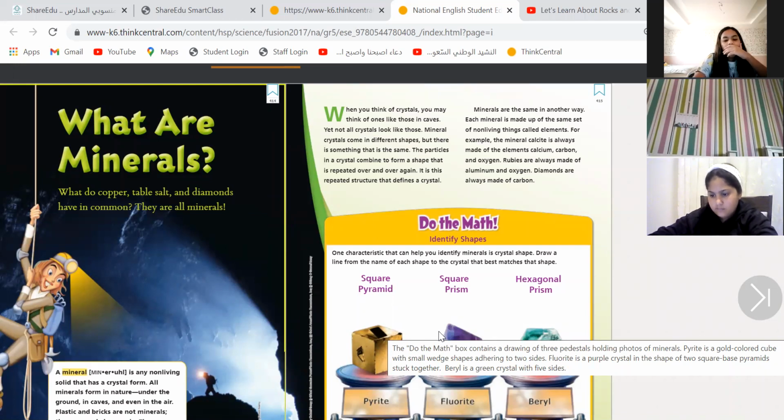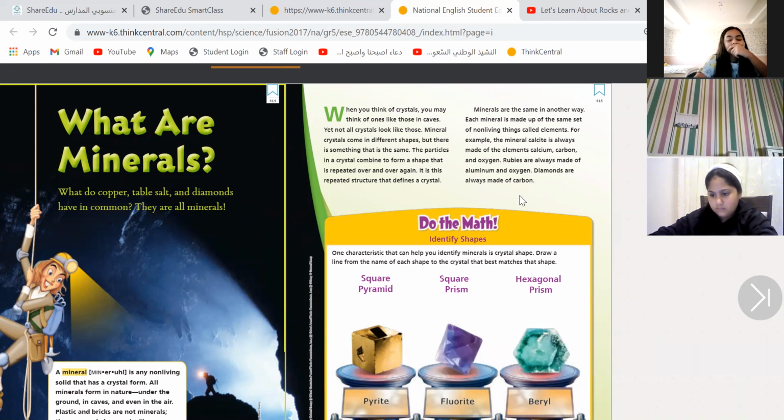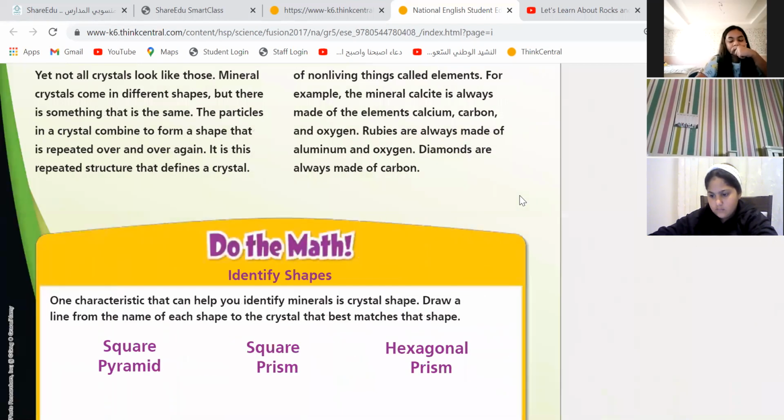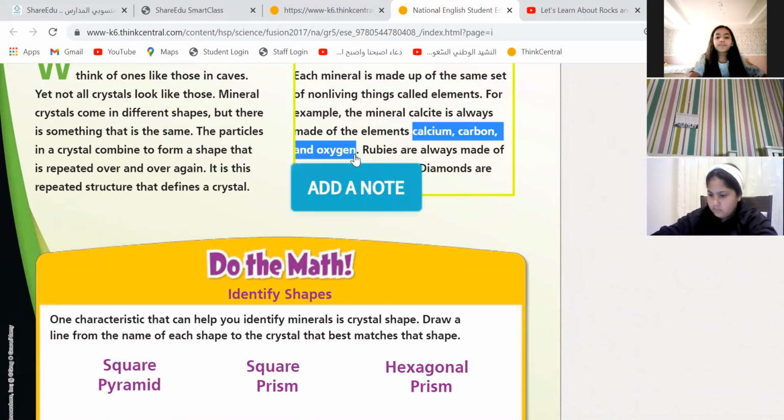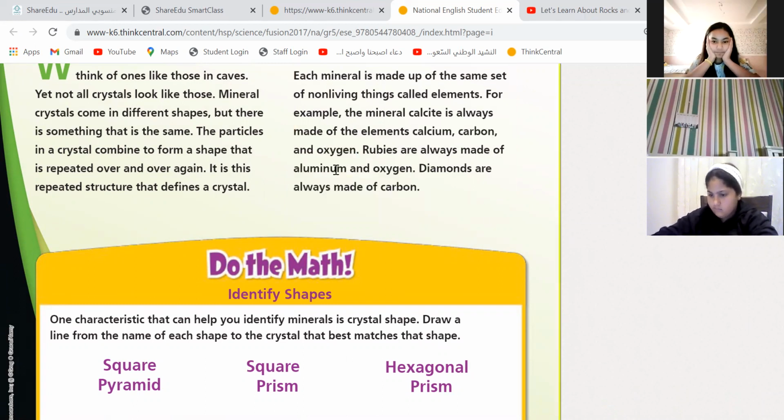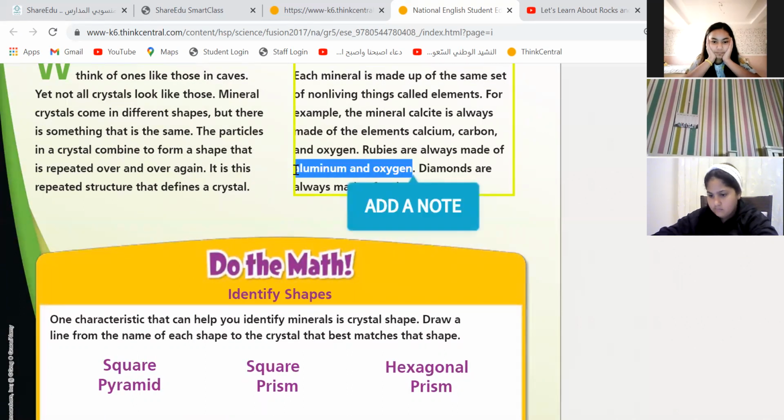Some elements are like calcium, carbon, and oxygen. So if we want to know an example, let's see the mineral calcite. There is a mineral called calcite. It is always made of what? Elements like calcium, carbon, and oxygen. What about rubies? Rubies are made of what? Aluminium and oxygen. See, all these are elements.